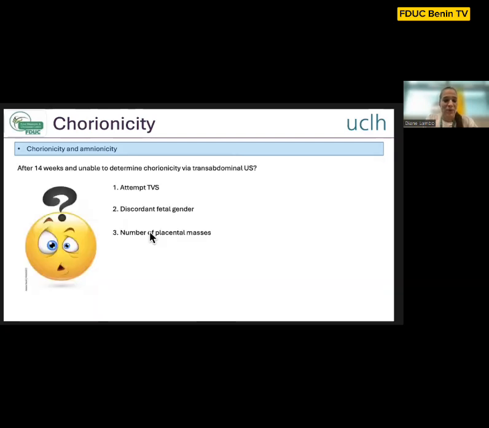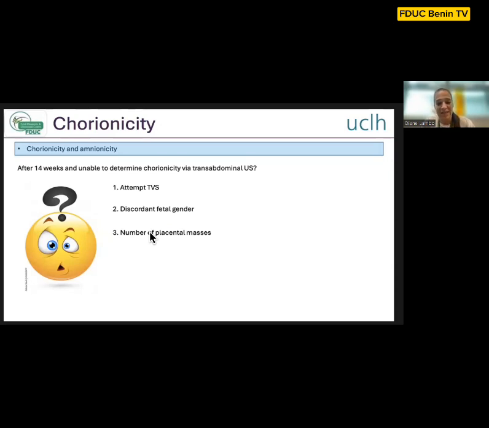So how do you determine chorionicity via transabdominal ultrasound if the woman presents to you after 14 weeks, as they often do? Of course, we know that chorionicity is best determined in the first trimester, but this will not, of course, be the case in many circumstances where you have women rocking up much later in pregnancy. Transvaginal ultrasound can sometimes be more sensitive in the latter gestation, so you can always attempt this. Of course, looking at the fetal gender. So if you have a boy and a girl, then of course, this is a dichorionic diamniotic pregnancy.